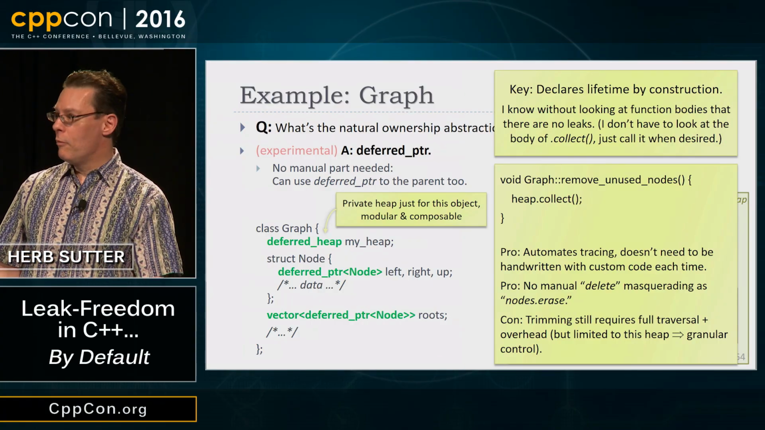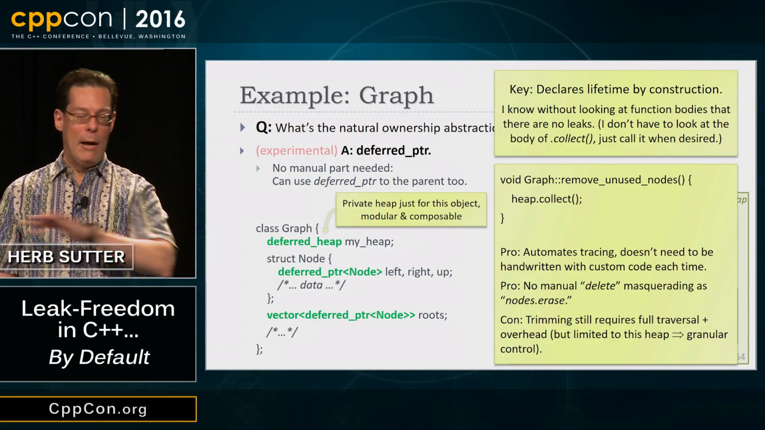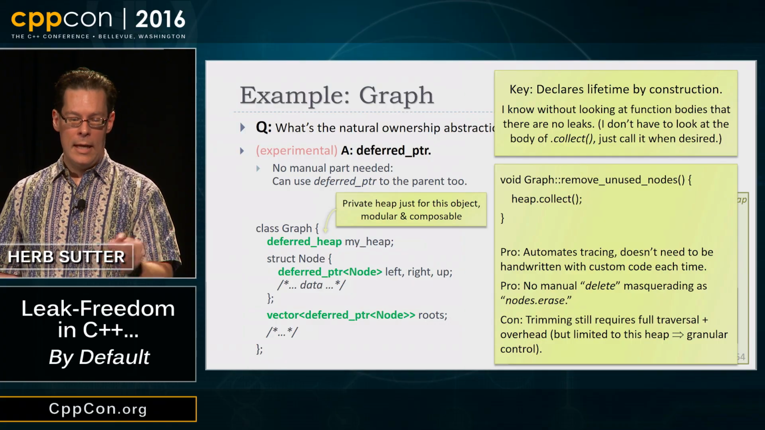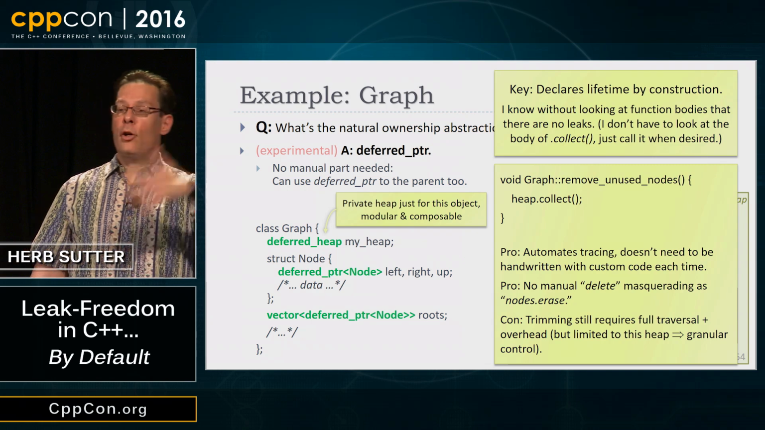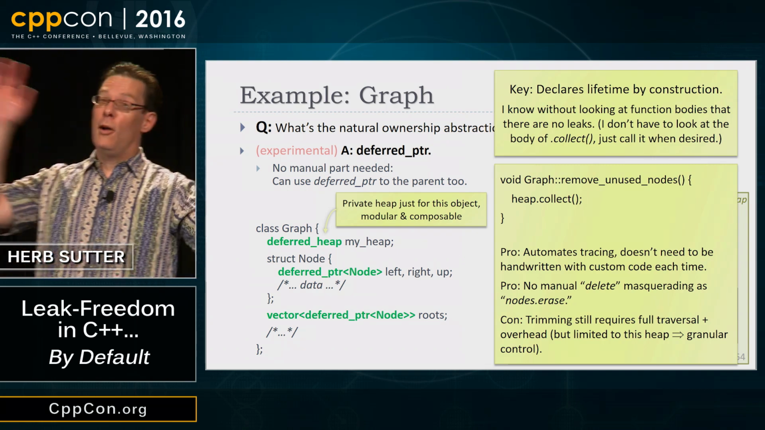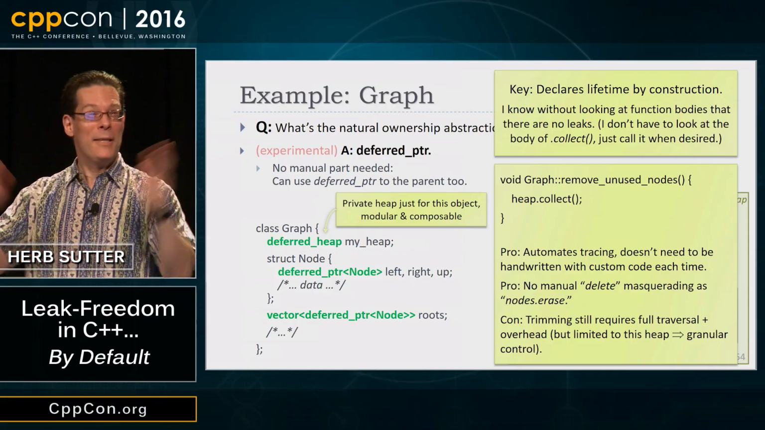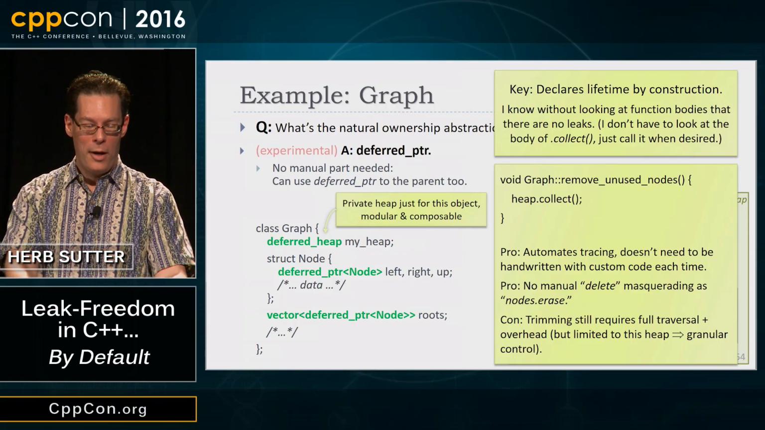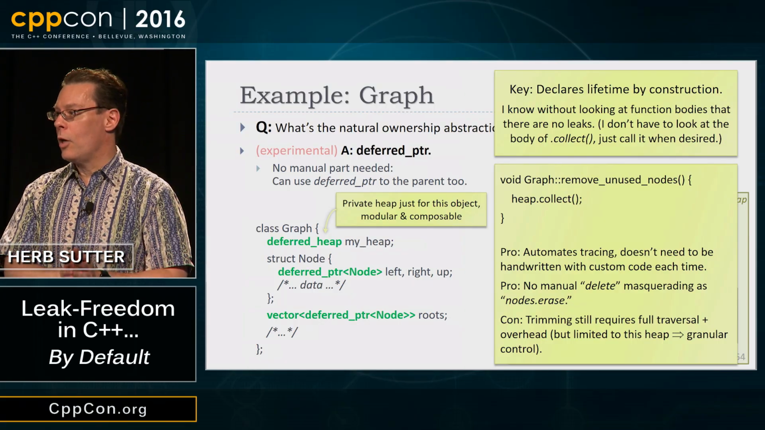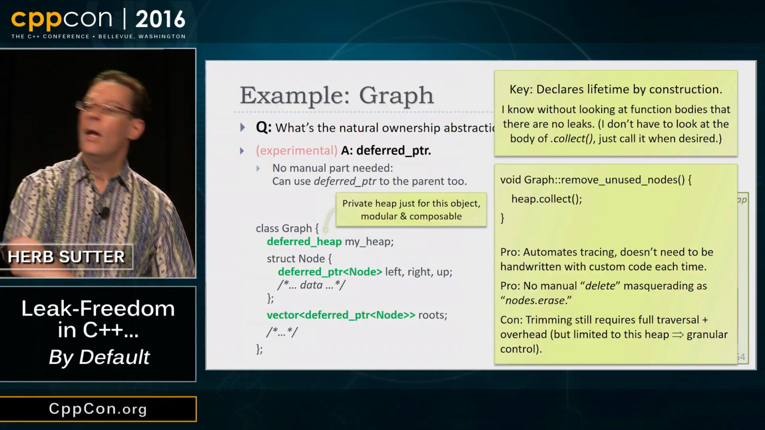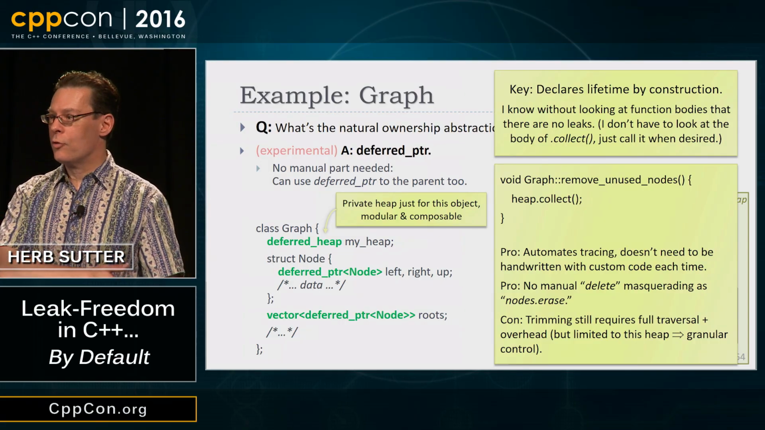You don't have to write the remove unused nodes body function. It now is a one-liner that says heap collect. And I don't have to check the correctness of the collect function. So as long as I didn't write bugs, and probably people will find bugs because it is just a demo, so please tell me about bugs. But modulo bugs, collect is trusted code. I know that it's correct, just like I know shared pointer copying and shared pointer destruction are correct.